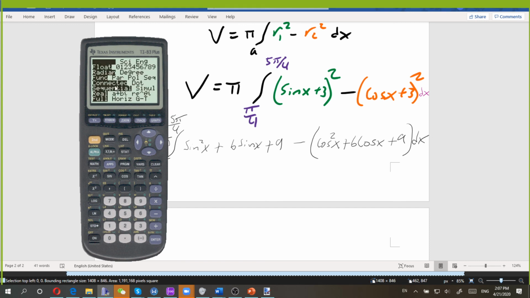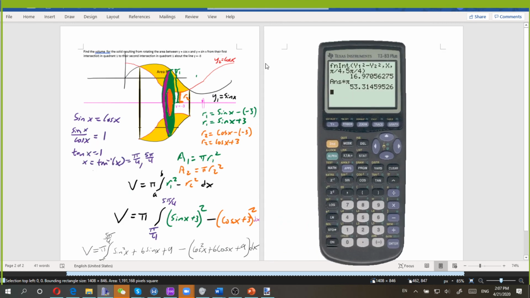Double check and make sure I'm in radians. Yep, before I run this. Okay, so that integrates all of this part for us. It is 16.97, and then I have to multiply by pi to get our final answer for the volume. So this is what would happen if I spun this shape about y equals -3, I would end up with this much space full of volume.